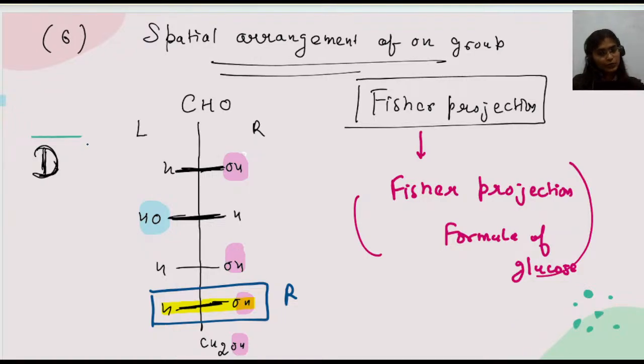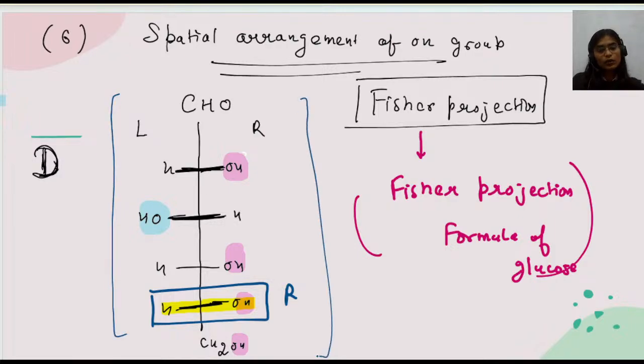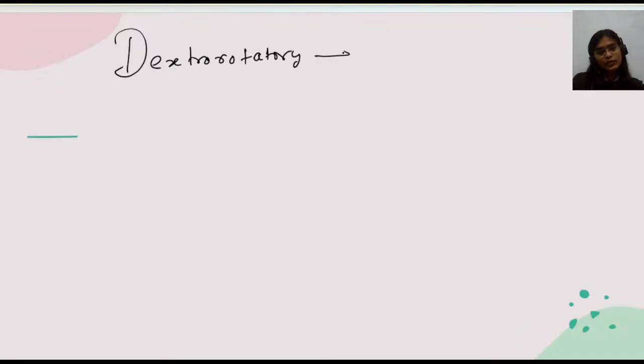Now glucose can be dextrorotatory, glucose can be levorotatory. But right now, in the chain structure we are not able to identify whether it is dextrorotatory or levorotatory. Just wait, I will tell you. First of all, let me quickly give you a brief about dextro and levorotatory. I guess in the previous class I told you about this point.